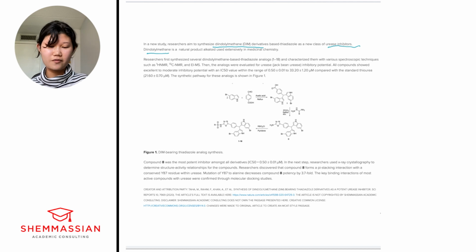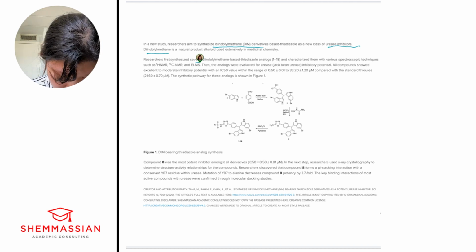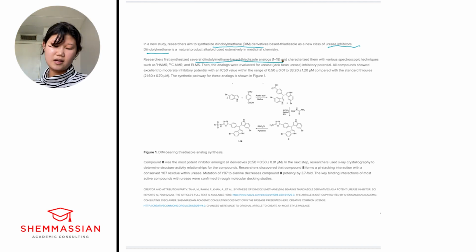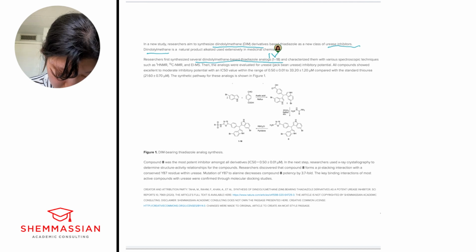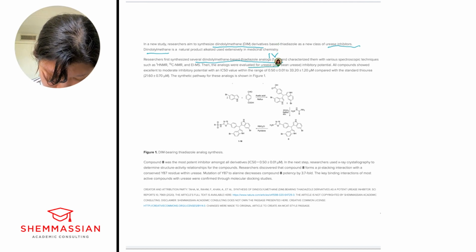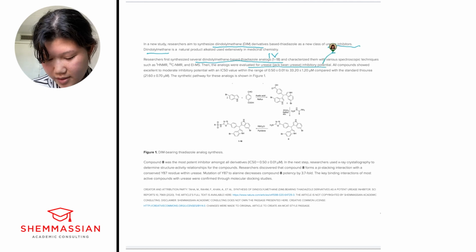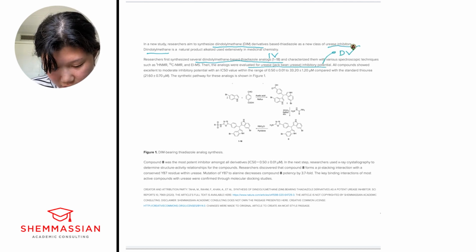That was quite a lot of information. We're given numbers, the analogs. Whenever it feels like a lot, I like to go back and pick out parts that are important for the research study. That would be the independent variable and the dependent variable. The independent variable here would be the analogs, the several diindoyl methane-based thiodiazole analogs, numbered 1 through 18. And they're testing for urease inhibitory potential, so that'd be our DV. Evaluated for urease inhibitory potential, that's our dependent variable.